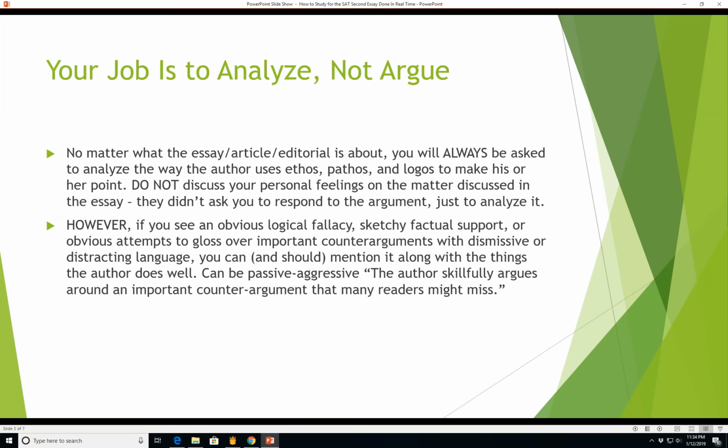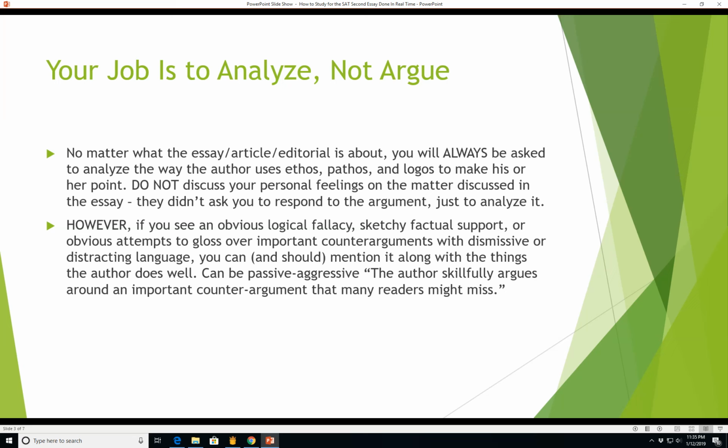Your job on the SAT essay is to analyze, not argue. So no matter what the essay/article/editorial is about, you'll always be asked to analyze the way the author uses ethos, pathos, and logos to make his or her point. Do not discuss your personal feelings on the matter discussed in the essay. They didn't ask you to respond to the argument, just to analyze it.